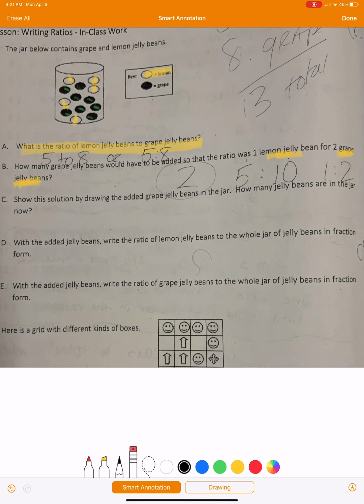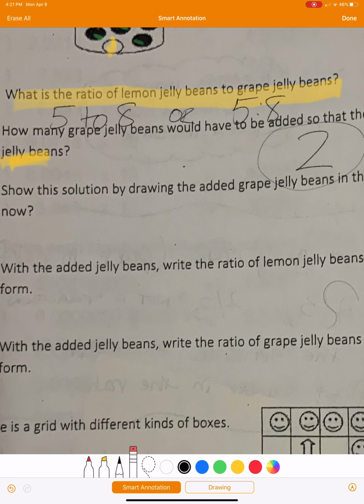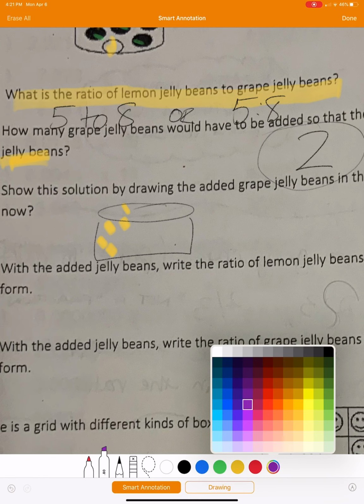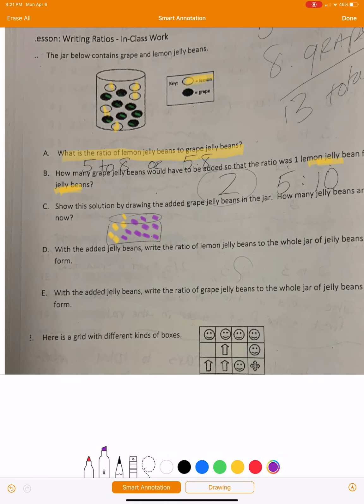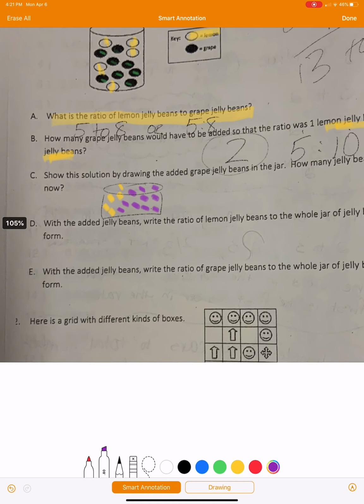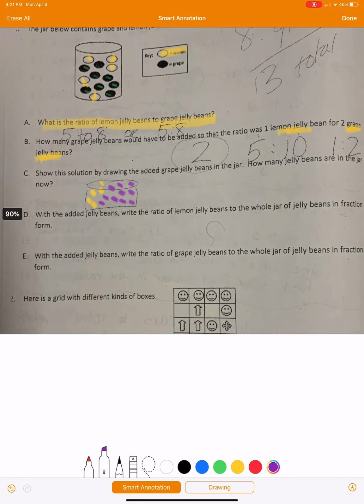Show the solution by drawing the added grape jelly beans. Here they want you to draw a container like this. Let's say the lemon ones are yellow, so we'll do a little yellow one like this, and let's say the grape ones are purple. There'd be 1, 2, 3, 4, 5, 6, 7, 8, 9, 10. That's what it'd look like.